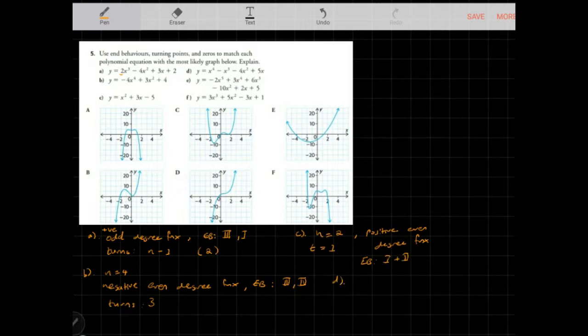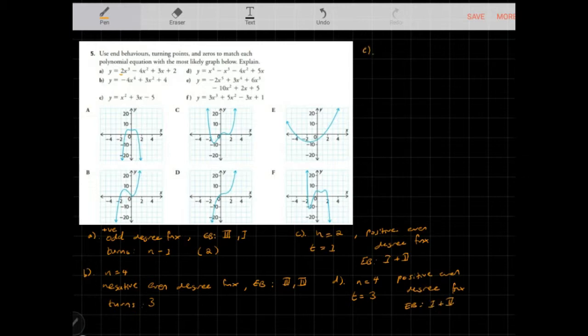Okay, part D, we have y is equal to x to the power 4 minus x cubed minus 4x squared plus 5x, right? So you can see that the degree here is 4. The max number of turns you should get is 3. This is also a positive even degree function because the a value, the leading coefficient, is basically 1, right? And the end behaviors would be found in quadrants 1 and 2.